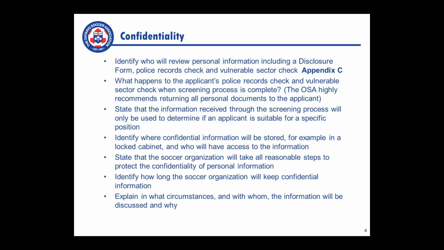Number 4, identify where confidential information will be stored, for example, in a locked cabinet. Number 5, state that the soccer organization will take all reasonable steps to protect personal information. Number 6, identify how long the soccer organization will keep confidential information. Number 7, explain in what circumstances and with whom the information will be discussed and why. For example, the only people who will see a PRC with a questionable infraction is the special committee.